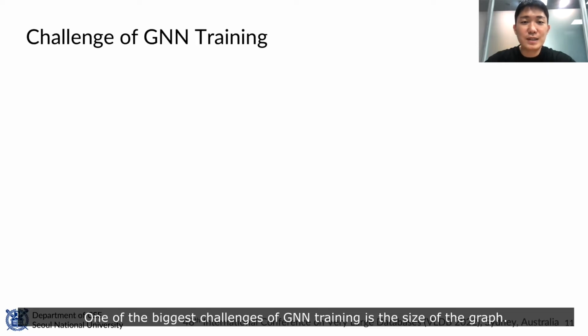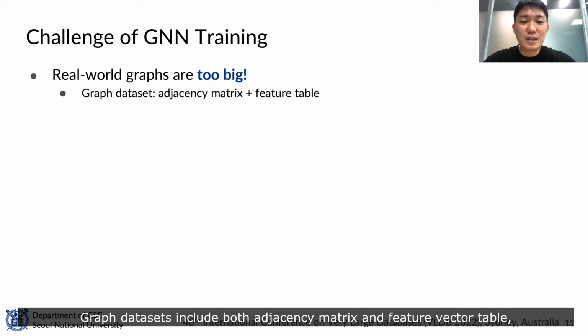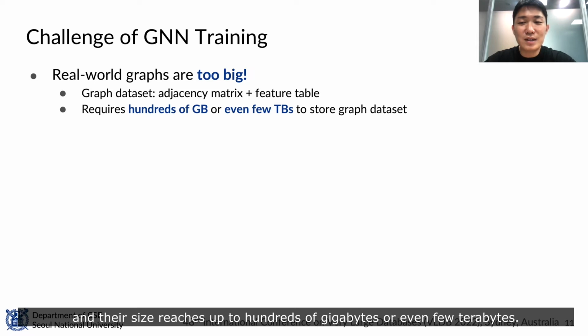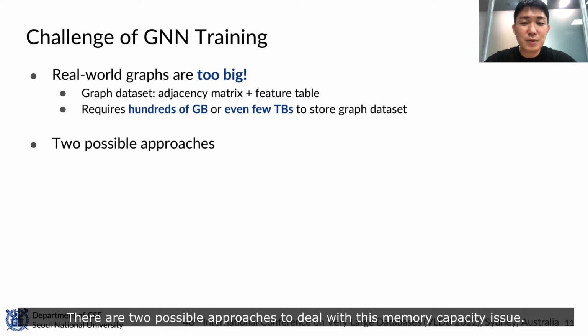One of the biggest challenges of GNN training is the size of graph. Graph dataset includes both adjacency matrix and feature vector tables, and their size reaches up to hundreds of gigabytes or even a few terabytes. Graph dataset with such a size does not fit in a single node's memory. There are 2 possible approaches to deal with these memory capacity issues.